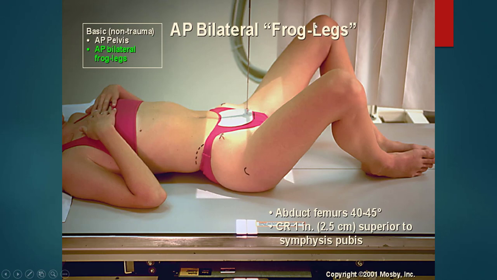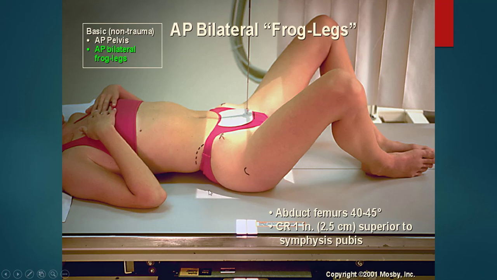For the AP bilateral frog position, you're doing exactly the same thing for centering. The only difference is you're going to bring their legs up so that it looks like frog legs, and then you're having them abduct those legs out to the side so they fall about 40 to 45 degrees. Central ray is still going to fall about an inch superior to the symphysis pubis.